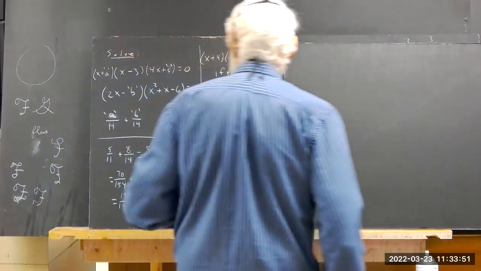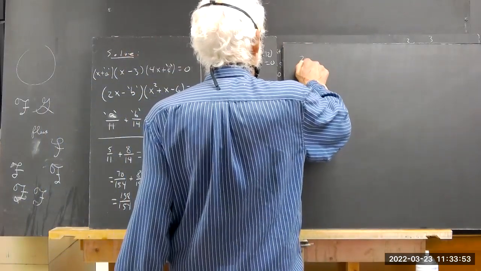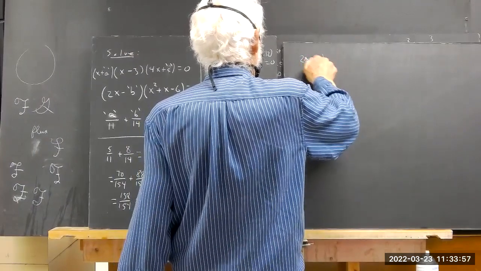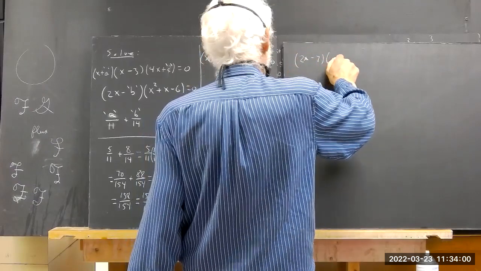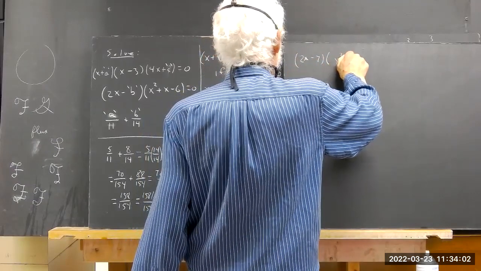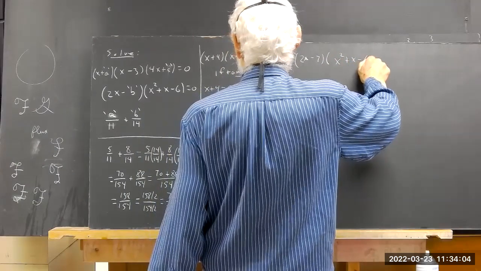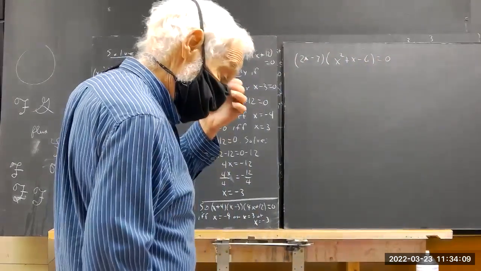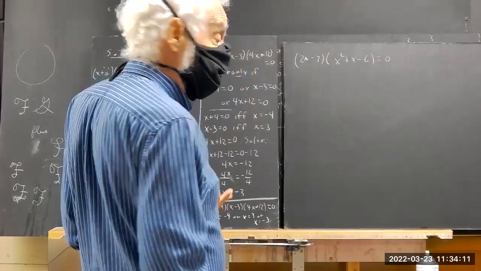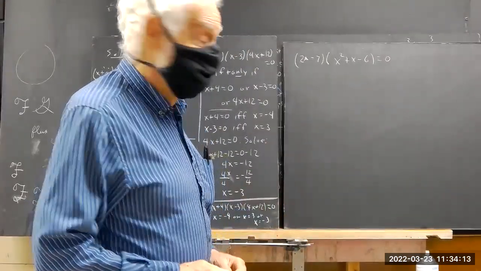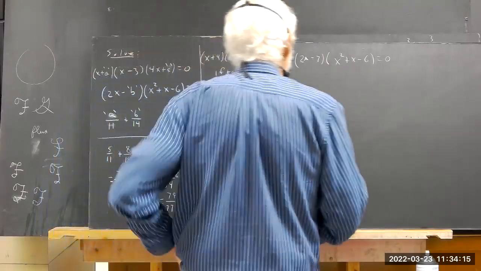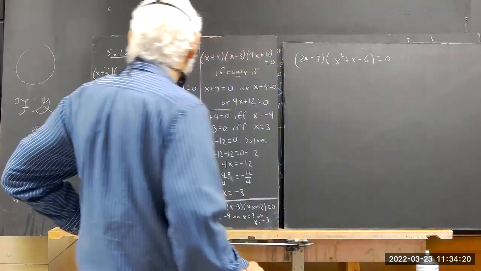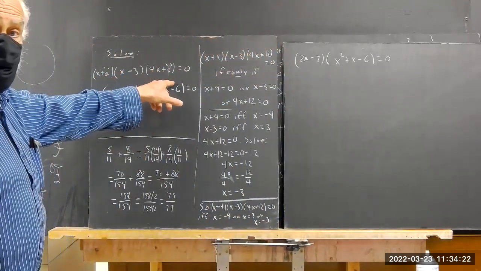Okay, well, let's look at this third equation. You got 2x minus 7 times x squared plus x minus 6 equals 0. Now, there are two ways I can do this. I'm going to go ahead and do it both ways. Okay. So I can say that, well, it'd be nice if we had this whole thing factored. We would just have a bunch of linear equations to solve.